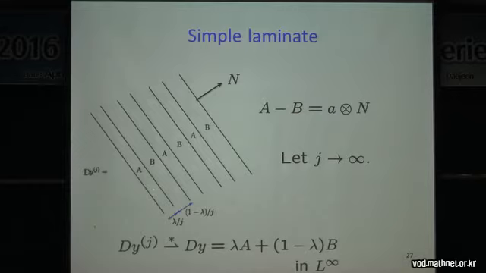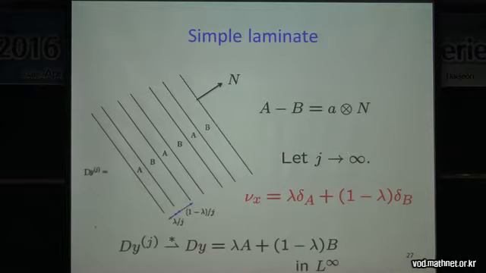Now the Young measure corresponding to this does not depend on x, and it's lambda times the Dirac mass at A plus 1 minus lambda times the Dirac mass at B. That says that you've got a probability lambda of finding the matrix A, 1 minus lambda of finding the matrix B, and 0 of finding any other matrix. So that's consistent with the way I described the construction of the Young measure. And then the weak limit is given by the center of mass of the Young measure, as it has to be.